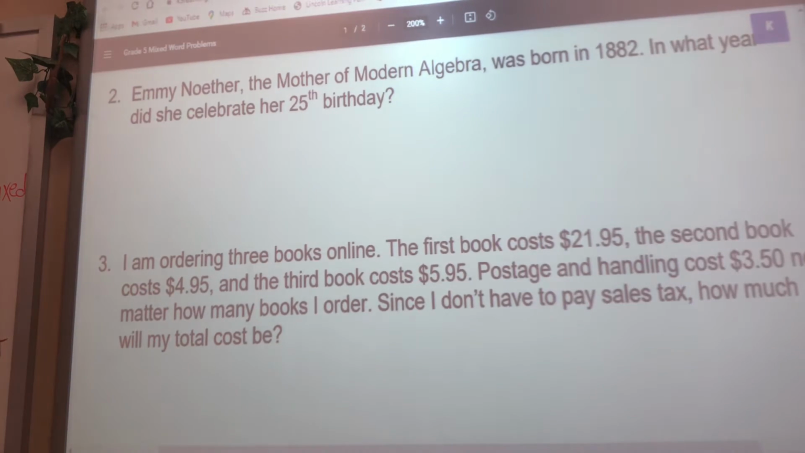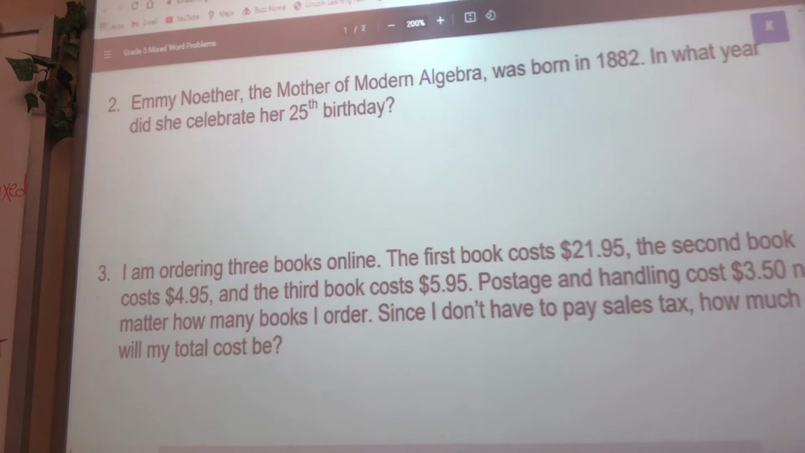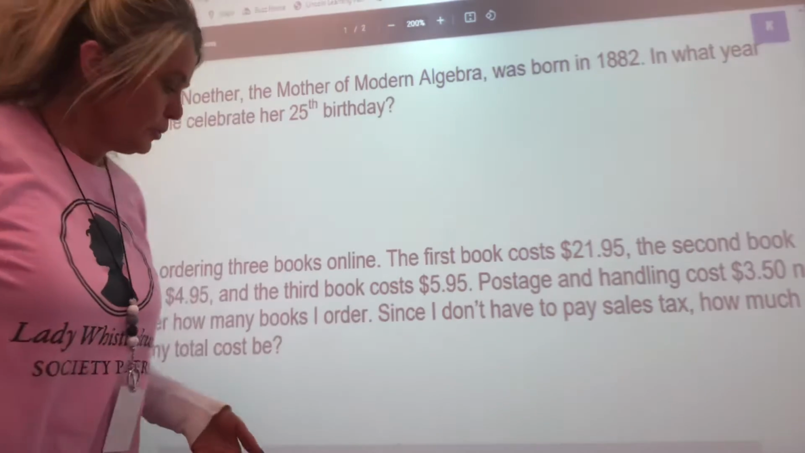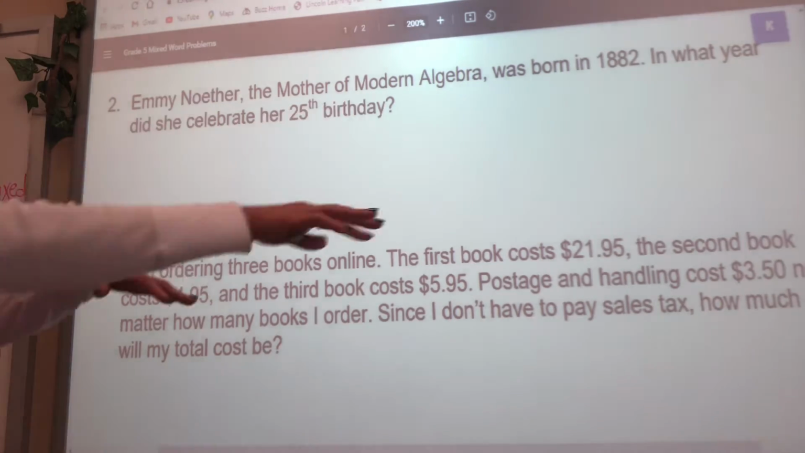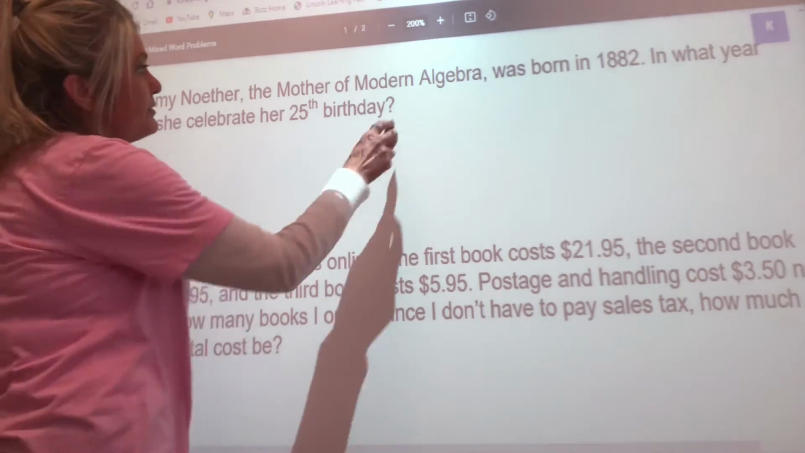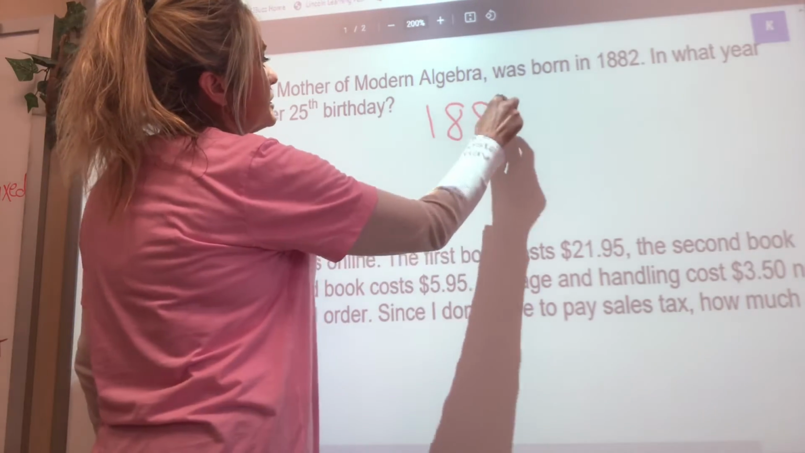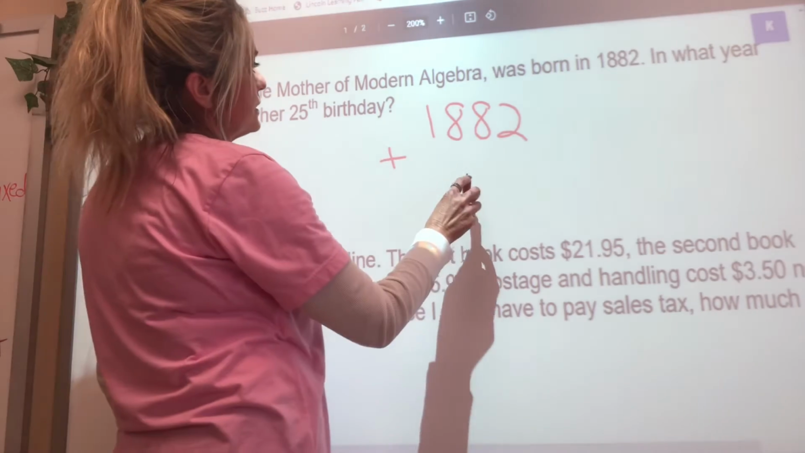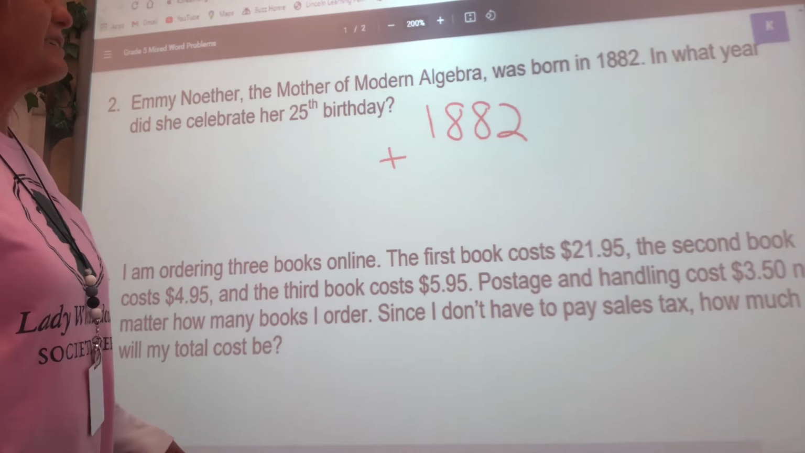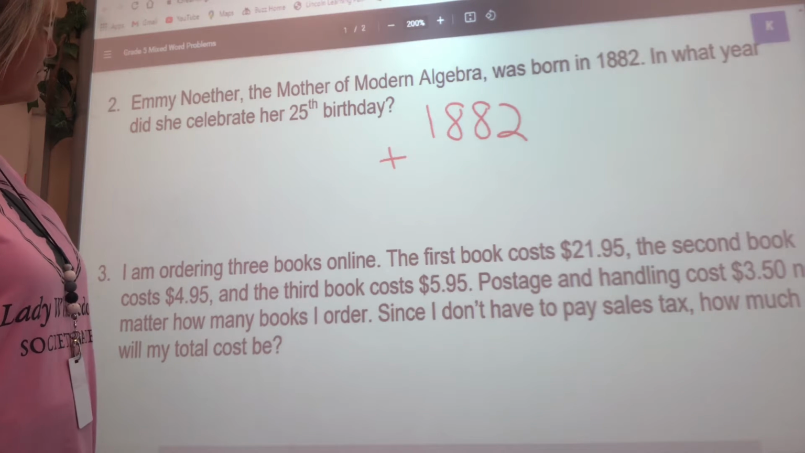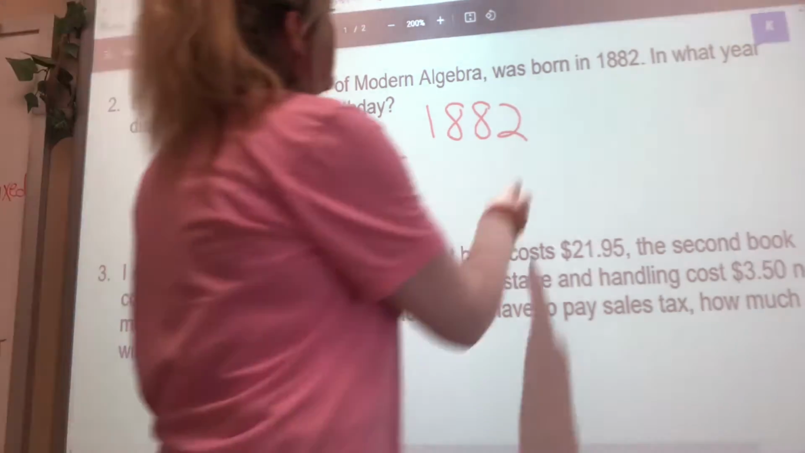All right, Emmy Noether, the mother of modern algebra, was born in 1882. In what year did she celebrate her 25th birthday? Well, if she was born in 1882, we're looking for what it was 25 years later, so we're adding 25 years. We have the year she was born, and then, is that right? No, that would give me 1900 something. That's not right, is it? Or is it? Let's read it very carefully.